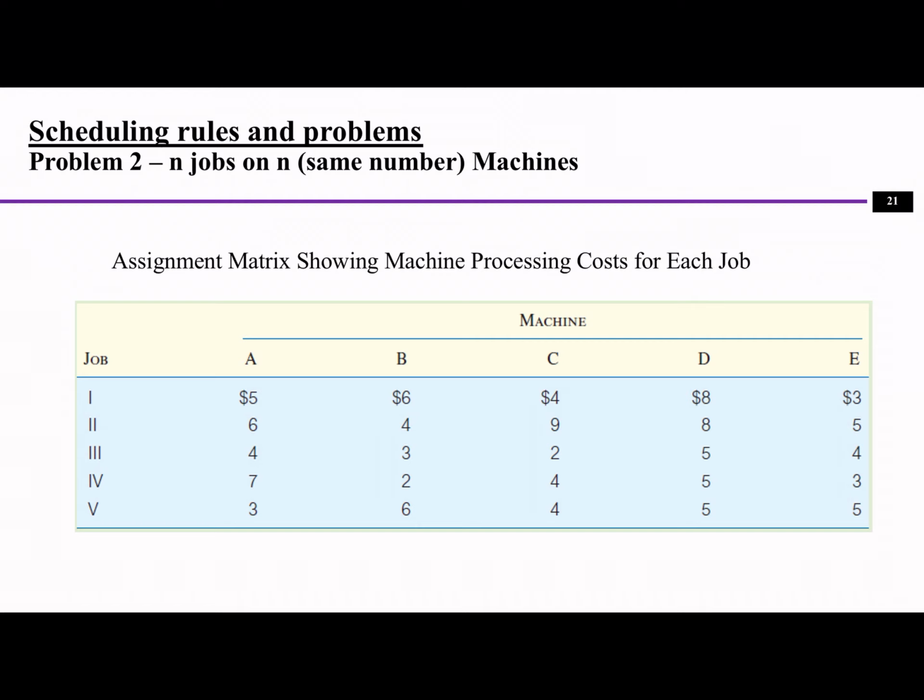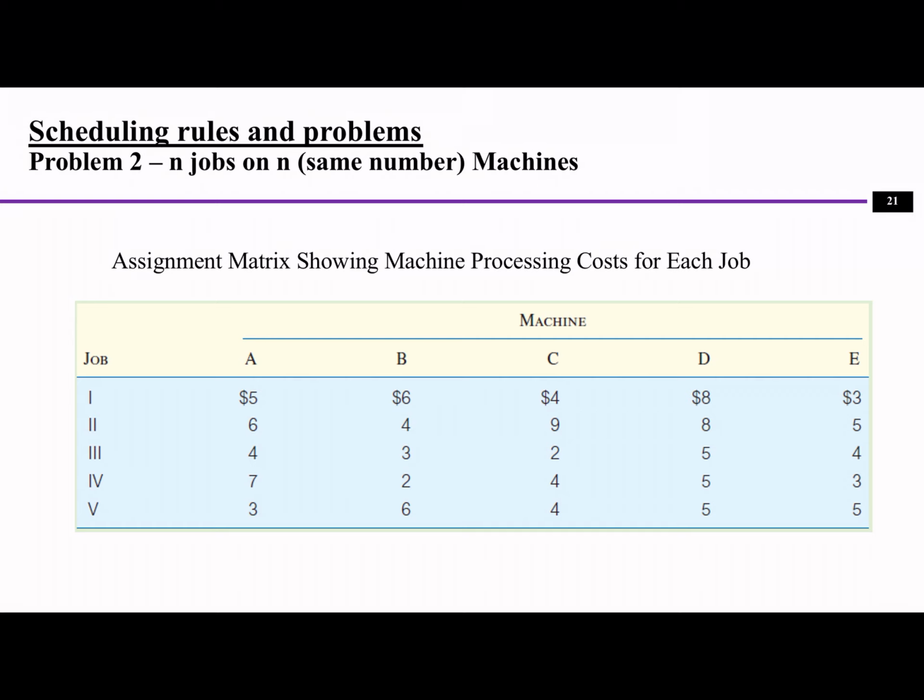Should job 1 be processed on A, job 2 processed on B, job 3 processed on C, job 4 processed on D, and job 5 processed on E, or do we have a totally different combination? For example, maybe job 1 processed on E. We need to find a combination that results in optimal performance. Optimal performance can be the smallest number of cost, right? The lowest cost.